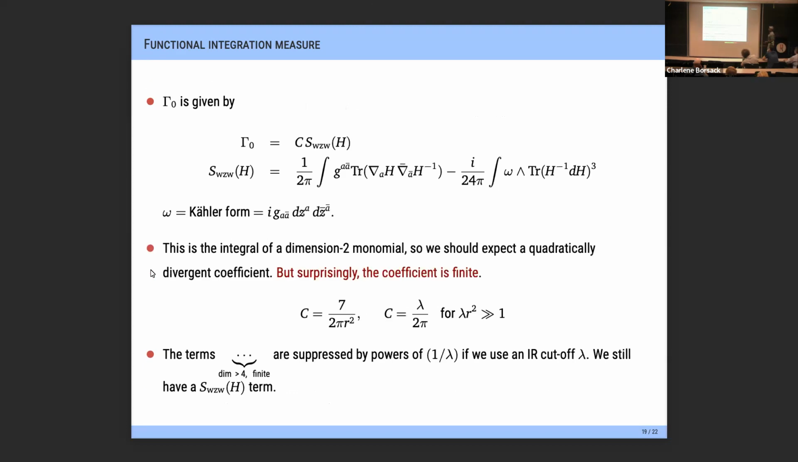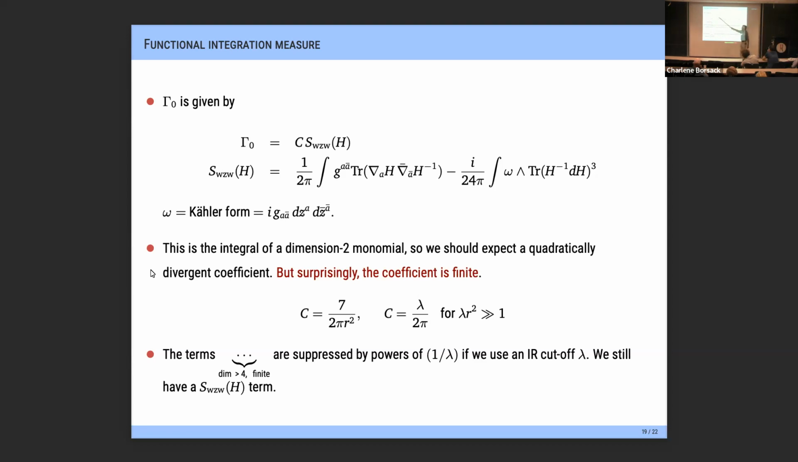The last term, this is the term I told you is the integral of a dimension 2 object. And it is in fact the Weismann-Witten action for this field H. Looks like that. Omega is the Kähler form for CP2. So this is the usual Weismann-Witten in 1+1 upgraded to 4-dimensional space. So this is the 4-dimensional Weismann-Witten theory.